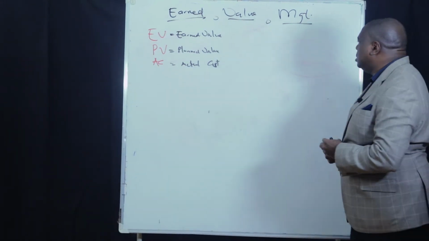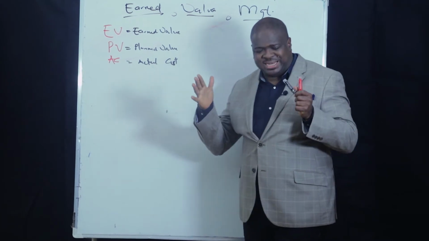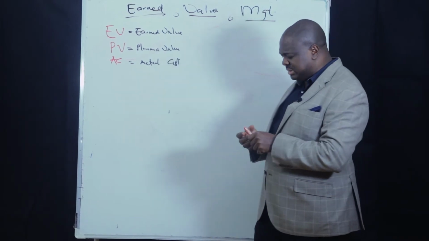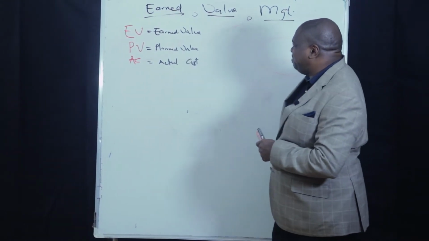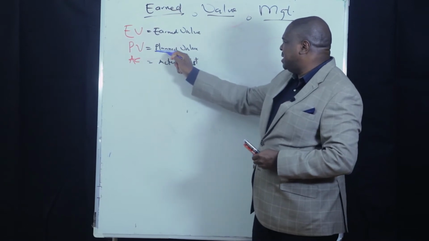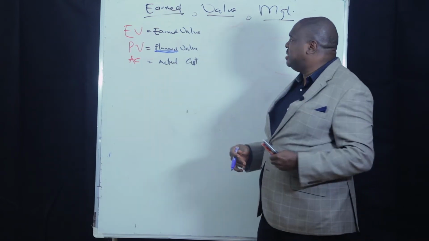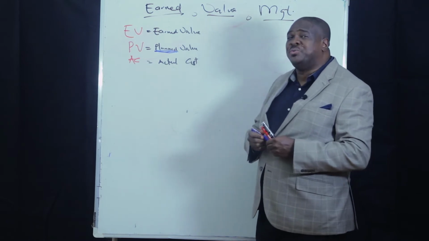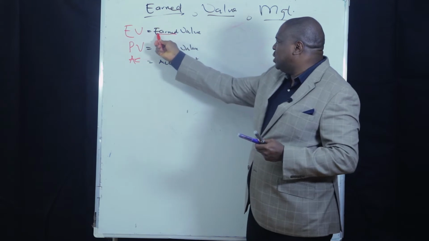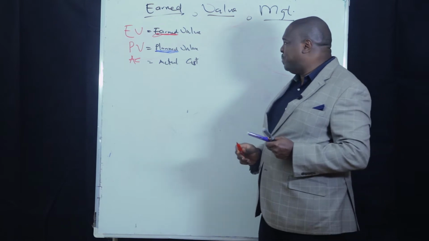Planned value is how much we planned to have spent or expended at that particular point in time. The key operand here is planning. How much we planned to have spent at that time when we started the project or the endeavor. Earned value is how much value has been derived on the endeavor as at that point in time.